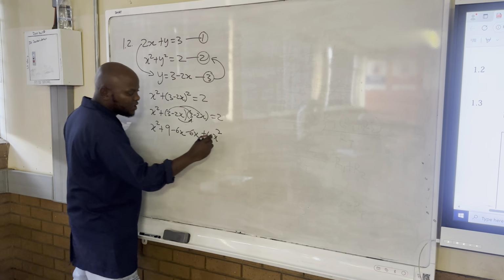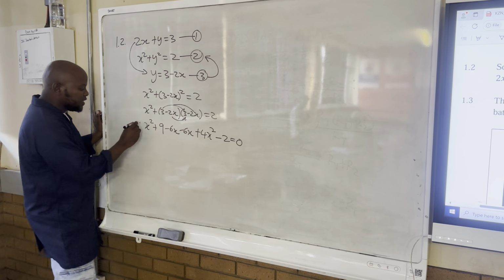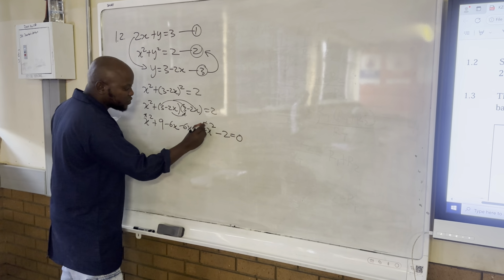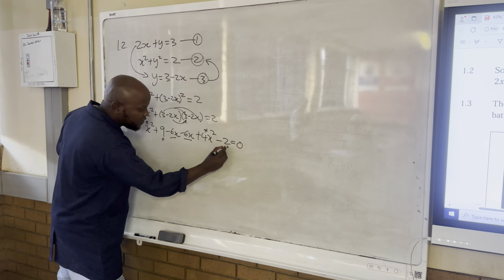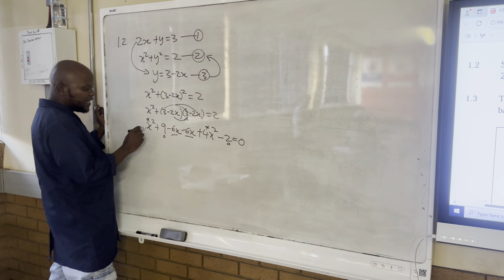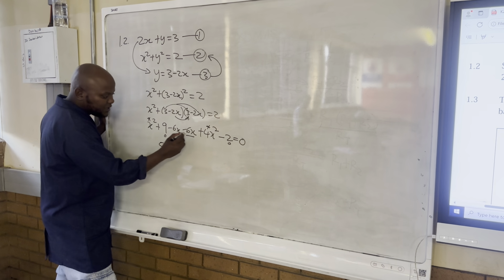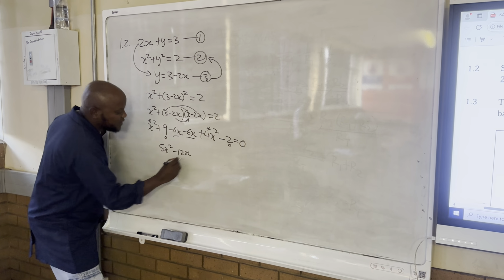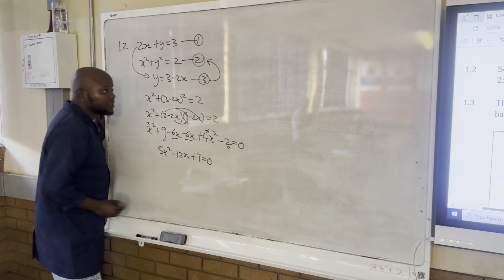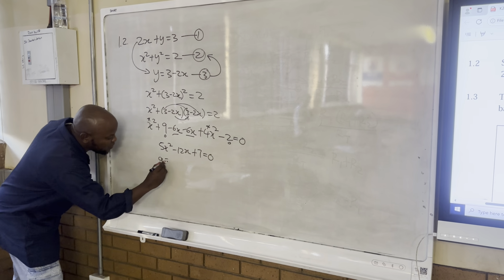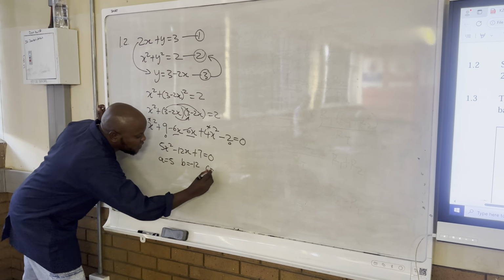Now we are going to transpose the 2, so minus 2 is equal to 0. This one is a like term of that one, and this one is a like term of that one. So x squared plus 4x squared is 5x squared. Minus 6x minus 6x is minus 12x. 9 minus 2 is plus 7, equal to 0. The value of a is 5, the value of b is negative 12, and the value of c is 7.